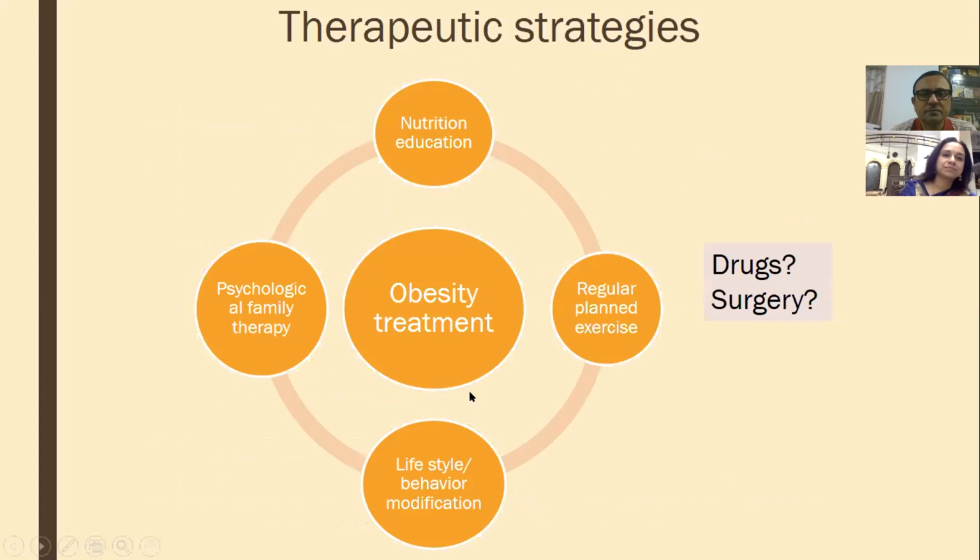So the therapeutic strategies are around four important pillars: nutrition education, most important; regular planned exercise, again very important; lifestyle and behavior modification; and psychological family therapy. These are the four important pillars.